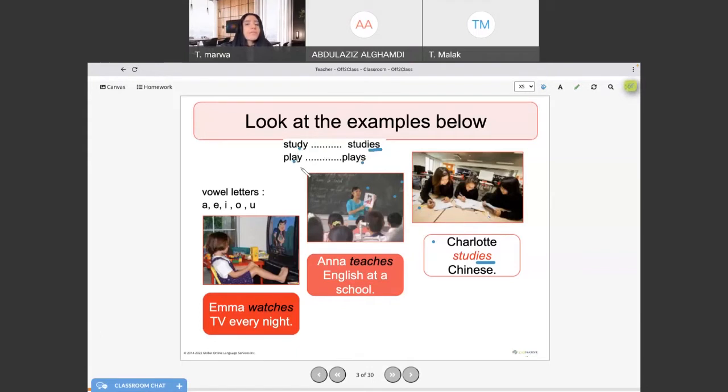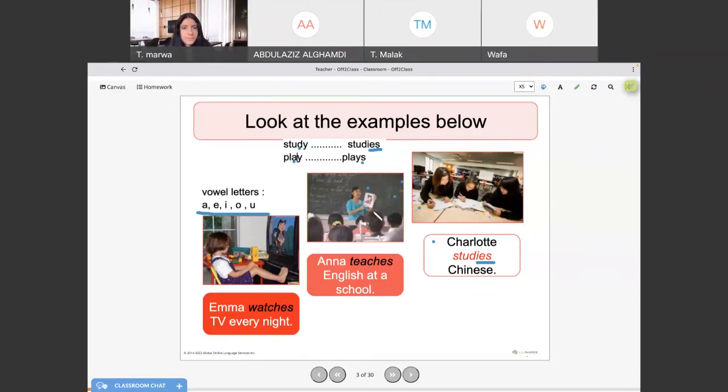When I have A before Y, I leave the Y and I add S. When I have D and Y, I cross out Y and I put IES. Why? Look at the vowel letters and tell me the rule. When the word ends with Y, I remove the Y and add IES.